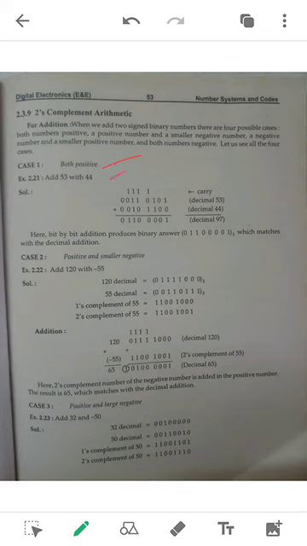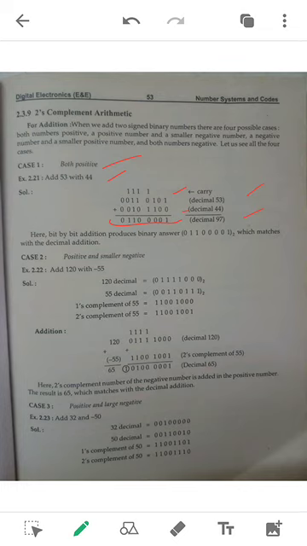Okay, what we are doing here, we are converting the 53 and 44, which are in decimal form, into the binary form. Then we are adding the binary numbers by referring to the table of binary arithmetic for addition. Okay, then you will get this. Finally, you will get this number. That is equivalent to the decimal number 97.